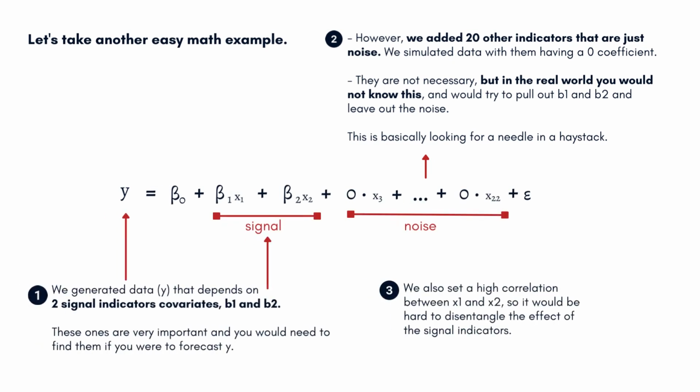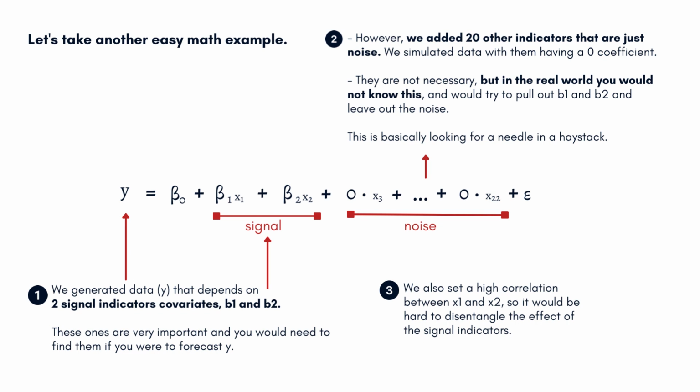We've generated data, represented by Y, that depends on 2 signal indicators covariates, B1 and B2. These ones are very important, and you would need to find them if you were to forecast Y. However, we added 20 other indicators that are just noise. We simulated data with them having a 0 coefficient. They are not necessary, but in the real world, you would not know this, and you would try to pull out B1 and B2 and leave out the noise. This is basically looking for a needle in a haystack.